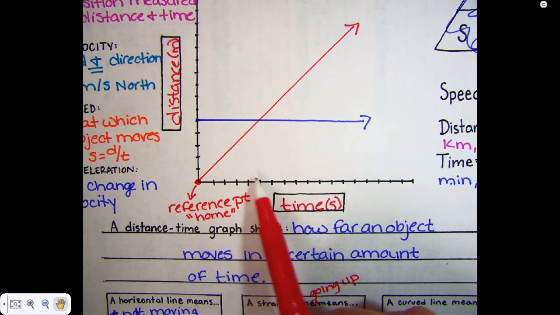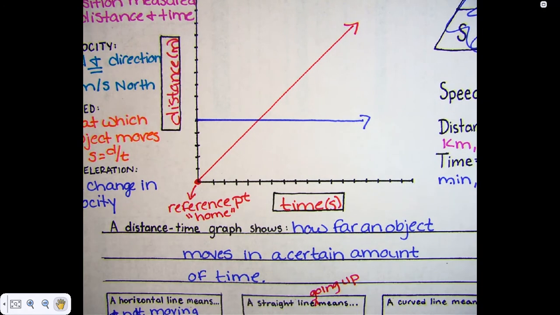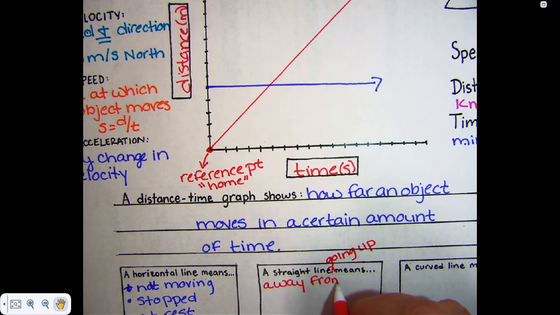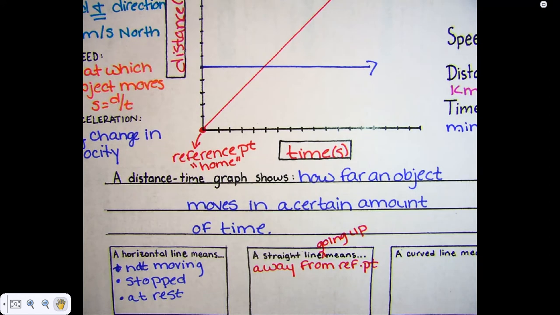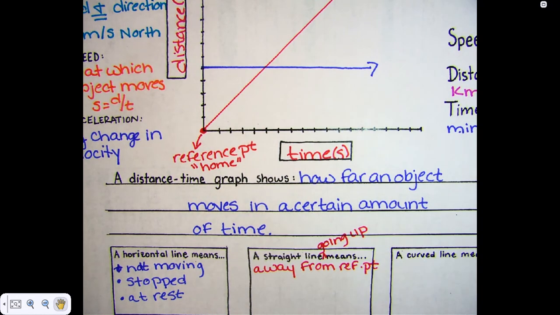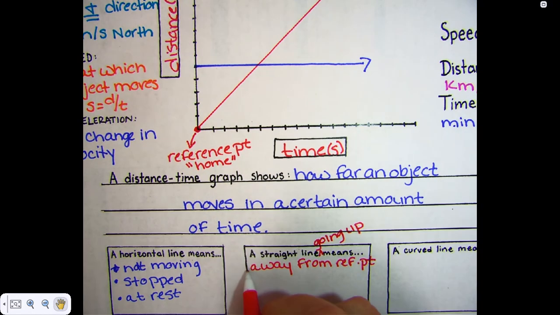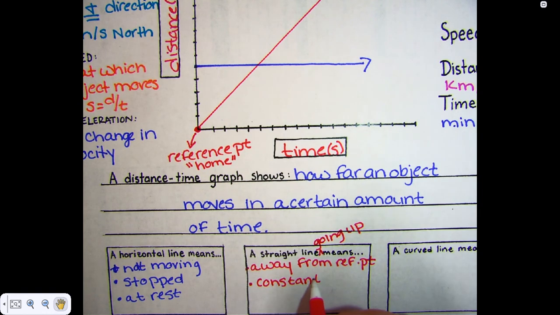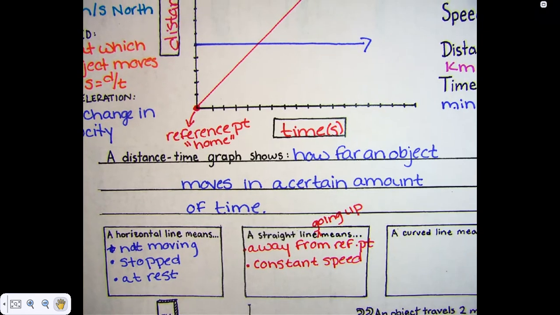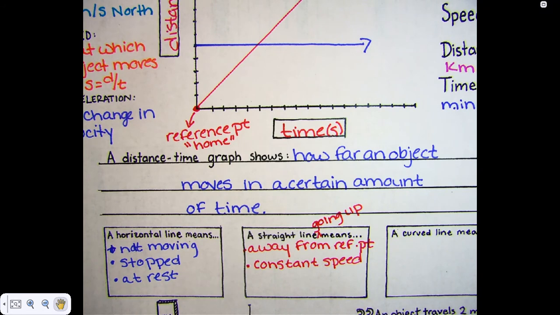As time increases, my distance increases, which means I'm going away from my reference point. So I'm going to write away from reference point. A straight line also indicates that it's increasing at the same rate, which means that my speed is constant. So constant speed. That does not mean that I am speeding up. It means I'm going the same speed over the whole line.